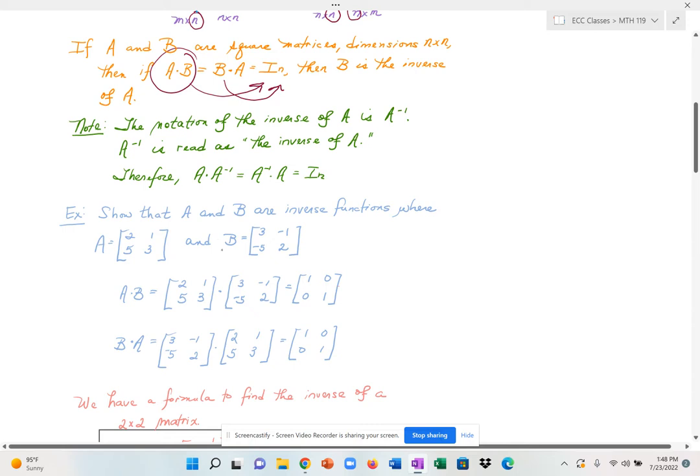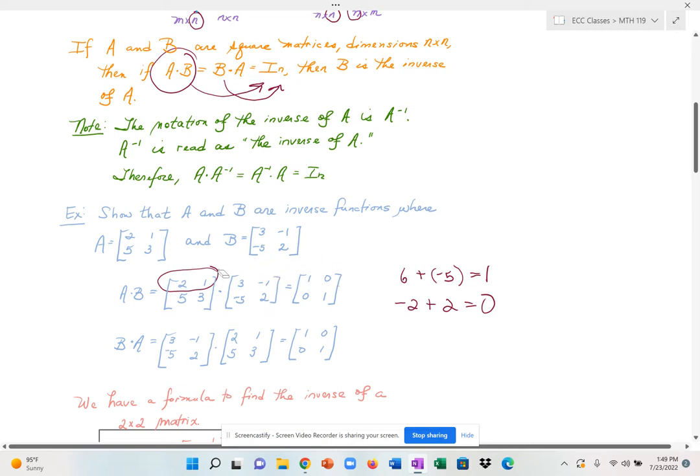So A times B means that you're multiplying 2 and 1 by 3 and negative 5. So 2 times 3 is 6. 1 times negative 5 is negative 5. And when you add up that result, you get 1. Then you go to the next column. So 2 and 1 gets multiplied by the second column in matrix B. So 2 times negative 1 is negative 2, and 1 times 2 is 2, so that's where I get 0 from. So far, the first row looks good.